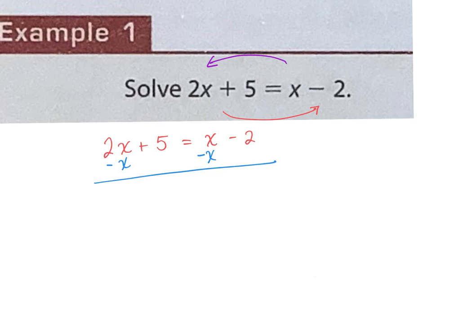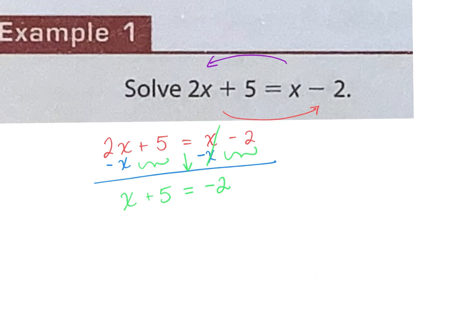On the right-hand side, a positive x and a negative x will cancel out. I just have this negative 2 here. On the left-hand side, I have 2x minus 1x. So I have just x, and I still have this plus 5 here. And then don't forget to bring down your equal sign in between them. Now that I've moved my variables over to the left-hand side, I need to move that number over to the other side. So now this 5 needs to go over to the other side.